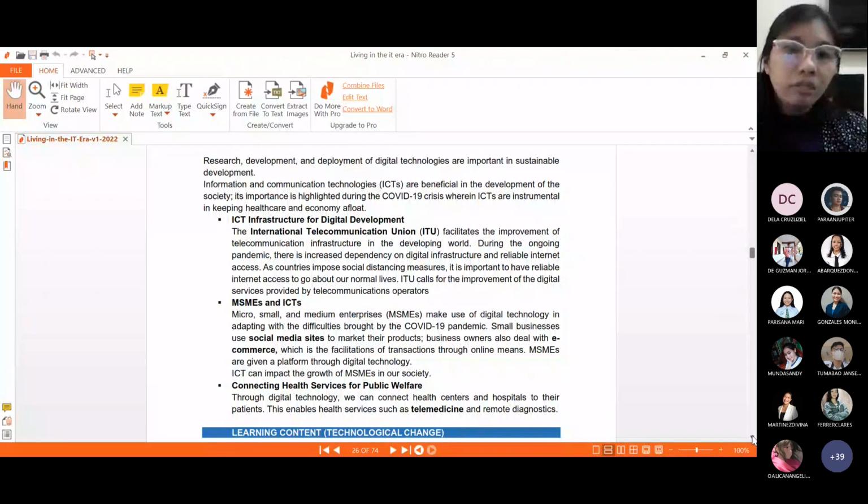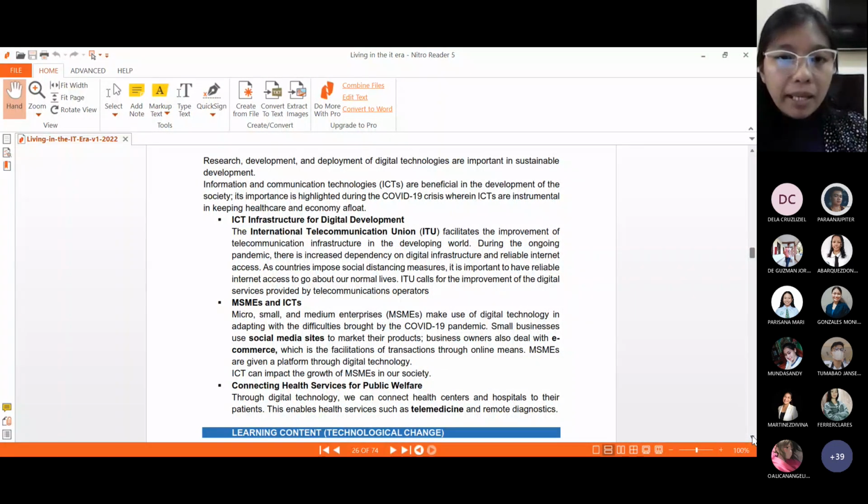So ICT infrastructure for digital development. Naging madali ang admission sa hospital, dahil sa ICT, yung monitoring nila, o syempre communication din. So the International Telecommunications Union or ITU facilitates the improvement of telecommunication infrastructure in the developing world.